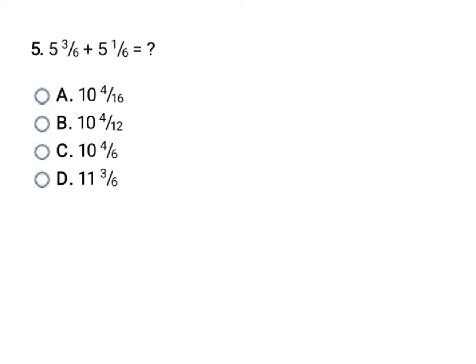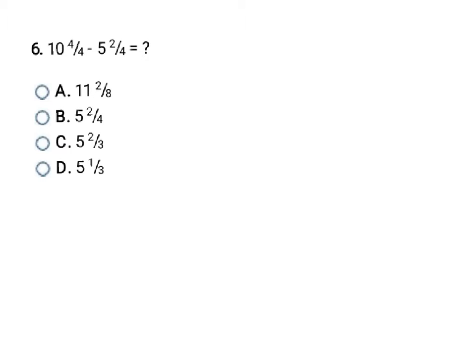Now I am looking at adding mixed numbers. When adding mixed numbers, I still have to have the same denominator. So here I have a 6 and a 6 in the denominator, so that's good. But now when I add mixed numbers, I'm going to add the big part, which is the whole part, and just add the numerators to numerators. So here, whole to whole is 5 plus 5, which is 10. And then I'm going to have numerators, which is 3 plus 1 is 4. And then that denominator stays the same. So 10 and 4/6, choice C, is going to be my final answer.